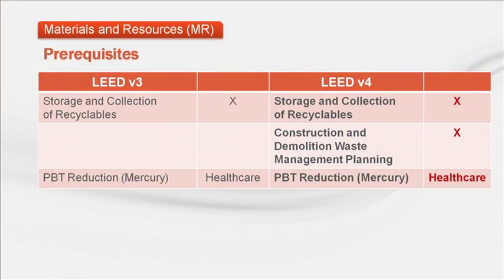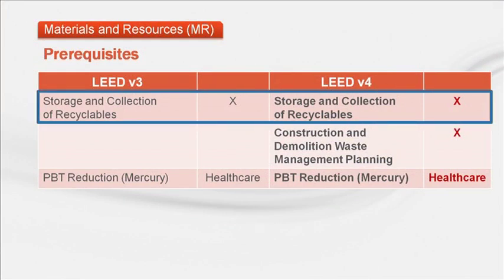Here are the prerequisites in this category. The prerequisite on storage and collection of recyclables now includes specific safety measures for at least 2 types of the following products: batteries, mercury-containing lamps, and electronic waste.